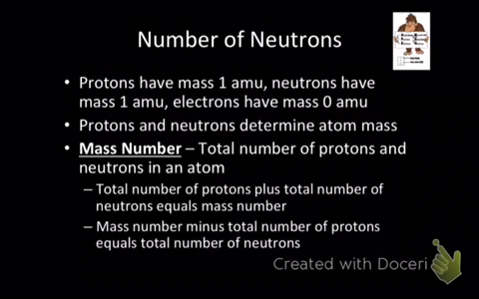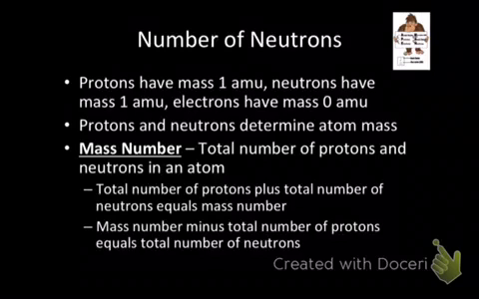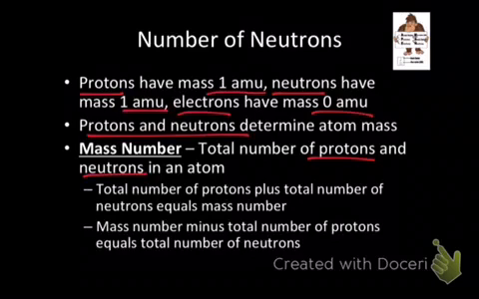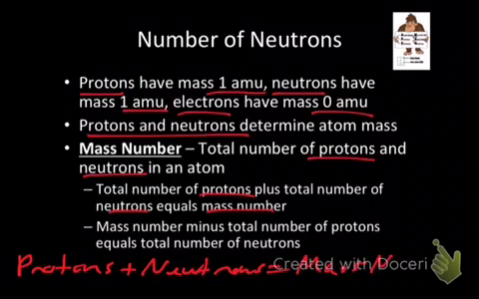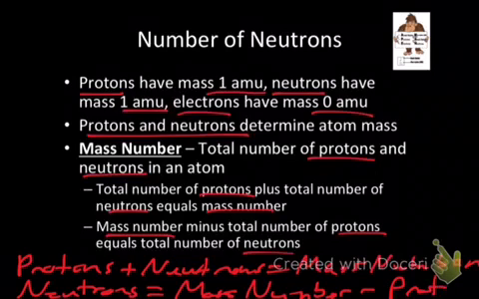Number of neutrons, same idea. Protons have a mass of 1 AMU, neutrons have a mass of 1 AMU also, electrons have a mass of 0 AMU, which means the protons and neutrons determine an atom's mass. So the mass number is the total number of protons and neutrons in an atom. That means that the total number of protons plus the total number of neutrons equals the mass number. And if we rearrange that equation, we know that the mass number minus the total number of protons equals the number of neutrons. So you can find the number of neutrons according to that equation there.